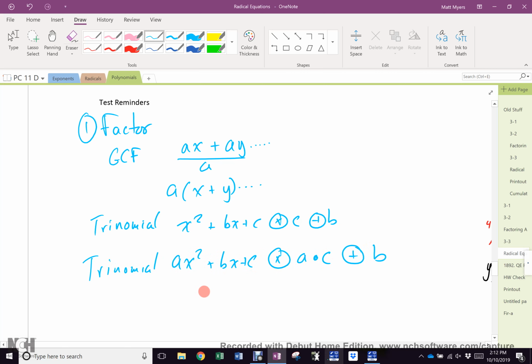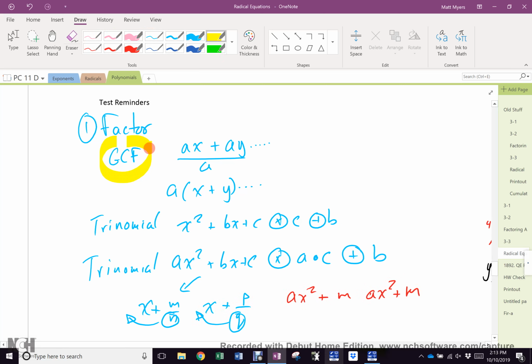Then that's going to give you either a fraction, x plus m over n, and the n will move to the front, and x plus p over q, and the q will move to the front if you do it that way. Or maybe you do it the other way I showed you this year, which is ax squared plus m and ax squared plus m, and then you look for GCFs.